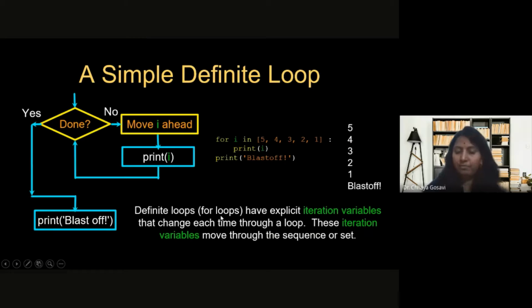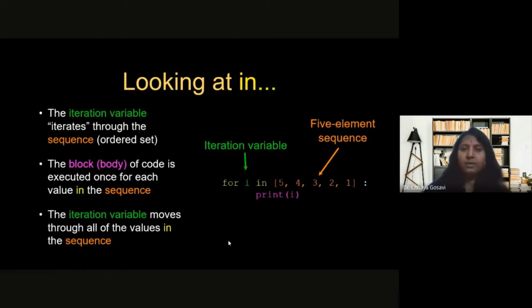So the definite loop, which is called a for loop, has an explicit iteration variable. Like i is called the iteration variable that changes each time through the loop. These iteration variables move through a sequence or set. So when we look here, i is called the iteration variable. This is a 5-number sequence, which is a list, and print i. This list can be a tuple, can be a dictionary, or can be any data structure which is iterable, like arrays.